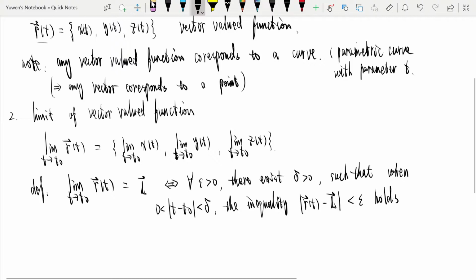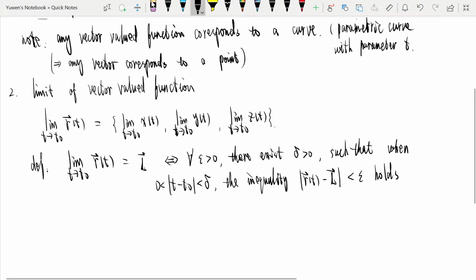So there's nothing new for the limit of a vector valued function. It is just the limits of the three scalar functions. If all three limits exist, then we say the vector function has a limit.